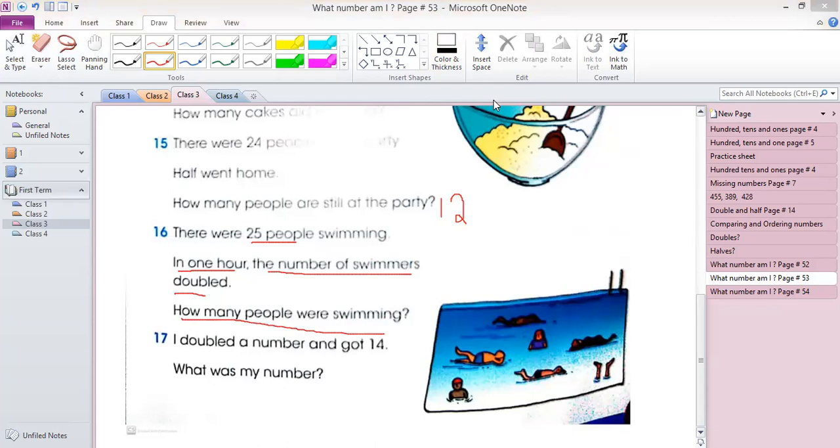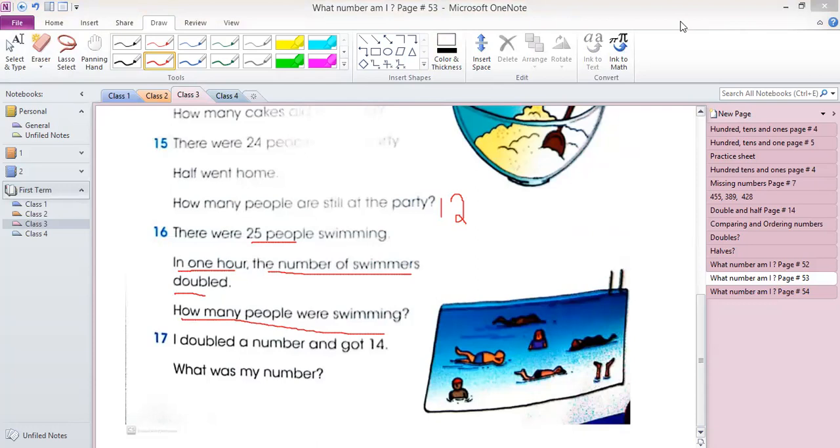And for that, I'm going to make your chat private so that nobody can see your answer. Yes. Sharif Ahmad. 25 people were there and the swimmers then doubled. How many total swimmers are there? Sharif Ahmad, very good.